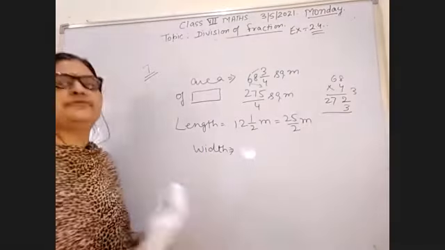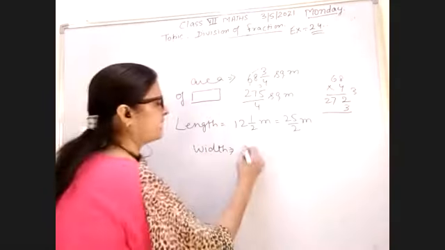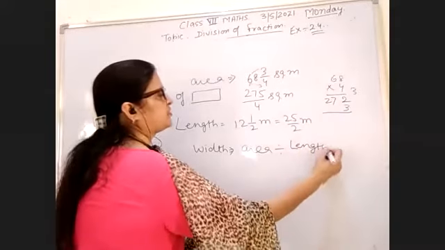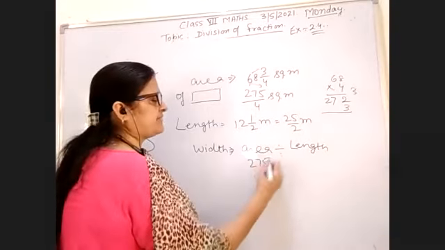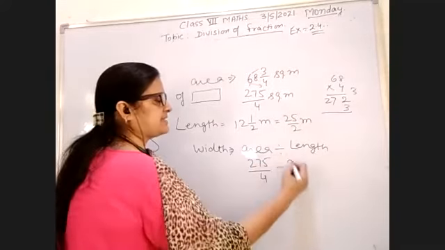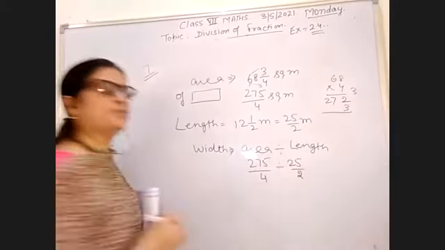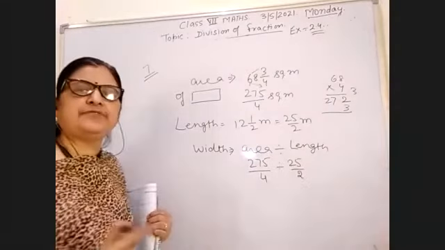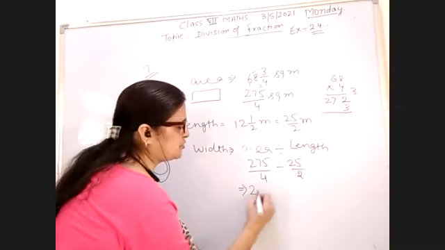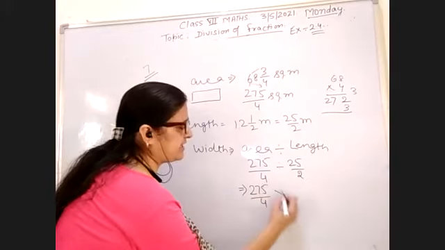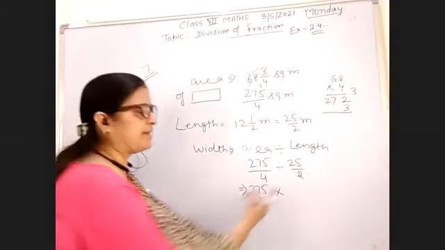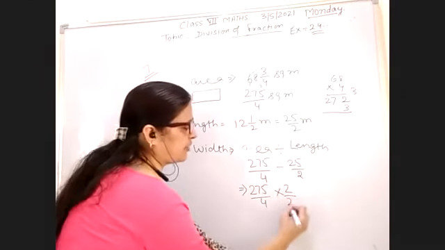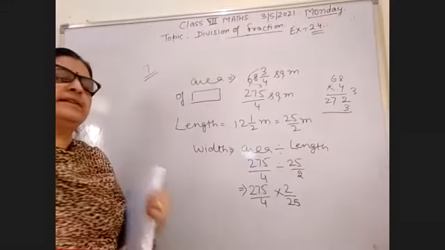How will you find the width of the rectangular plot? You have to divide the area by length. So area is given 275/4 and length is given 25/2. Now you have to divide 275/4 by 25/2. So first you convert the divide into multiply, then you have to take the reciprocal of 25/2. It becomes 2/25. Now cancel the portion.